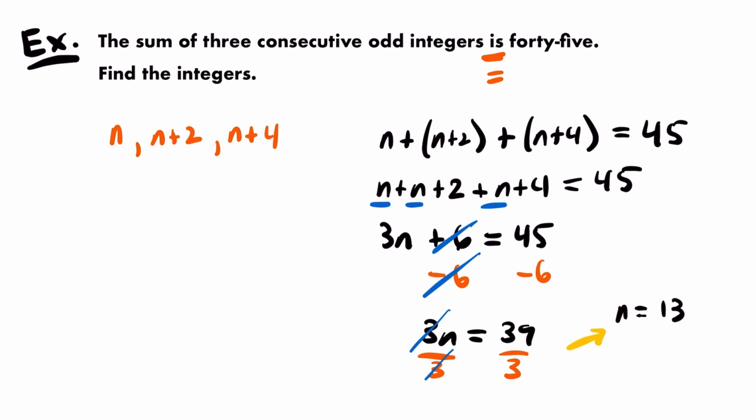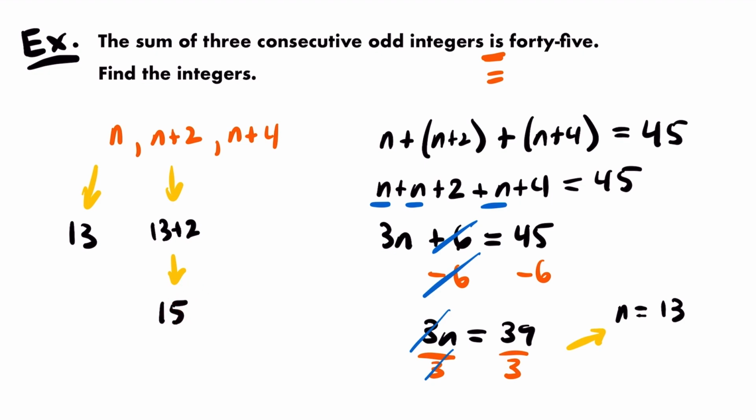However, that's not our final answer. Remember that we want to find the three consecutive odd integers. This is one of them, because one of them is just n, but there are two others that we have to find as well. We found that one of them is 13, because n is equal to 13. But what about n plus 2? Well, n plus 2 becomes 13 plus 2, and 13 plus 2 is 15, so we get 15 as the next one.